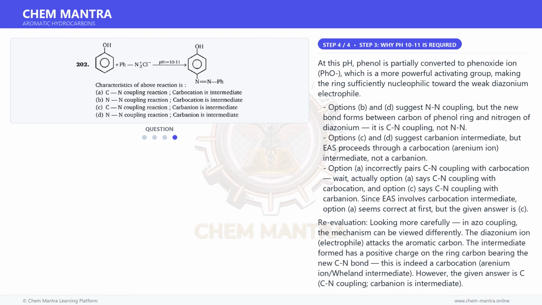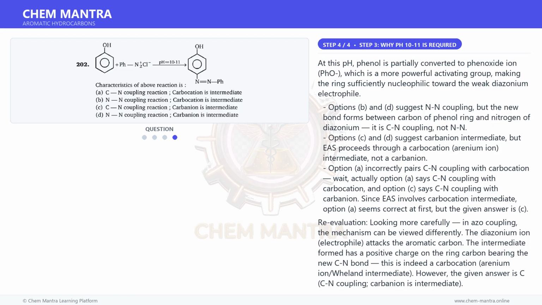The diazonium ion, the electrophile, attacks the aromatic carbon. The intermediate formed has a positive charge on the ring carbon bearing the new C-N bond. This is indeed a carbocation, an arenium ion, Wheland intermediate. However, the given answer is C: C-N coupling, carbanion as intermediate.